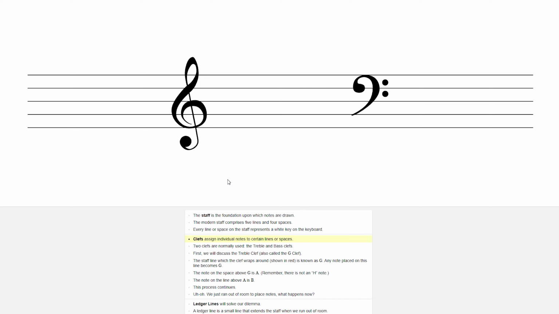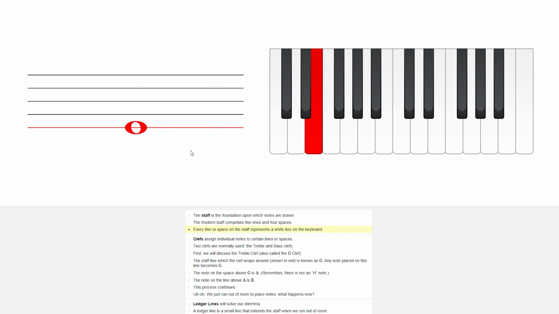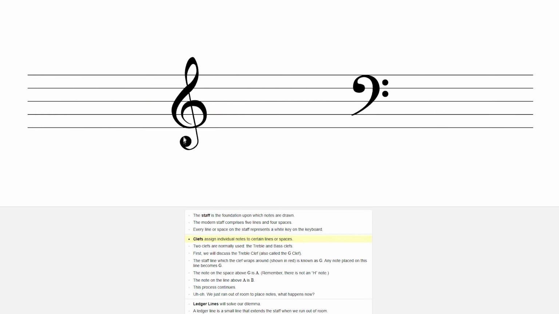The 2 most popular clefs are the treble clef and the bass clef. This treble clef here on the left and the bass clef on the right. Clefs assign individual notes to certain lines or spaces. Remember, every line or space on the staff is a white key on the keyboard. But what these notes are on the staff is determined by the clef on that staff. That means these lines in the treble clef are different notes than these lines on the bass clef.